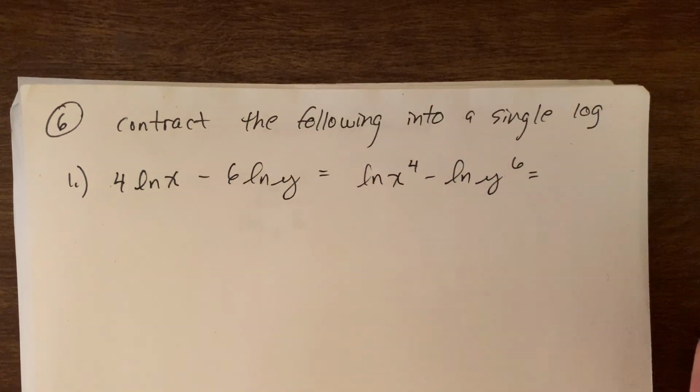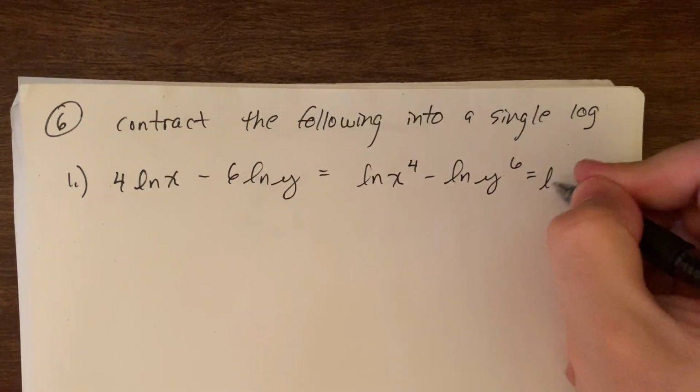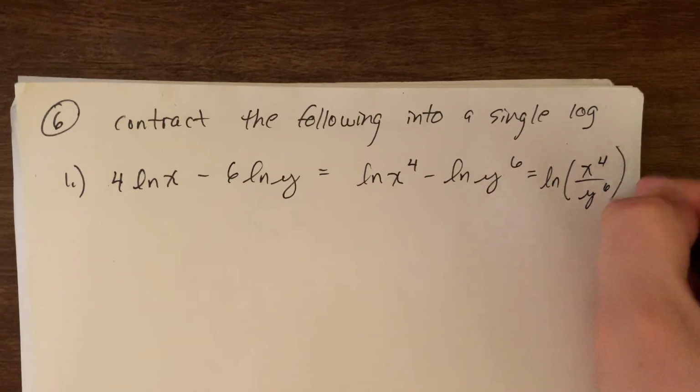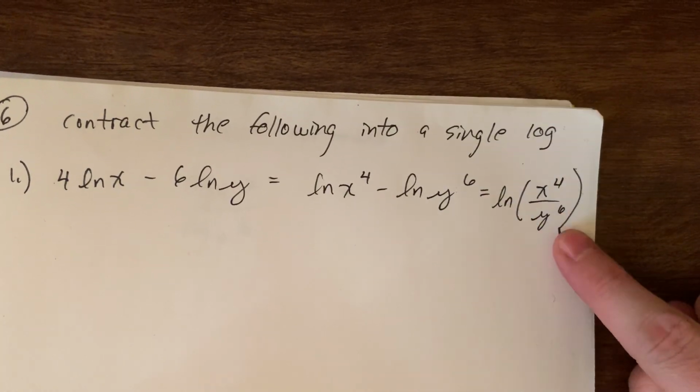So now, not 2 logs. It's not log of x to the 4th divided by log of y to the 6th. It's 1 log with the x to the 4th and the y to the 6th inside, attached by division.